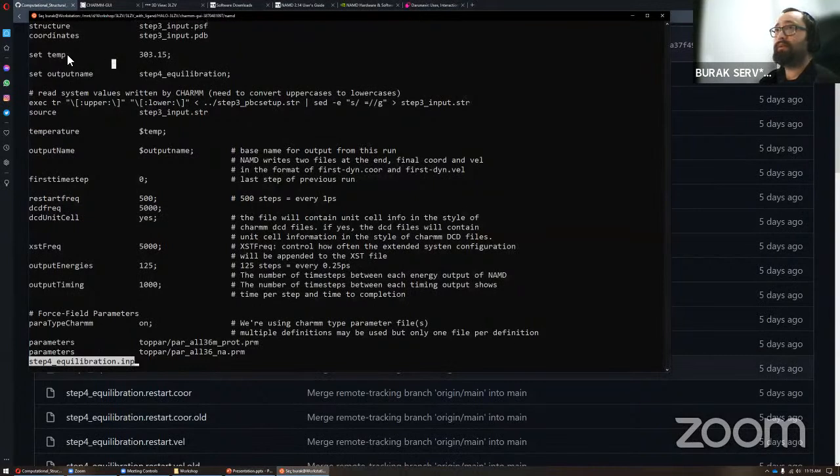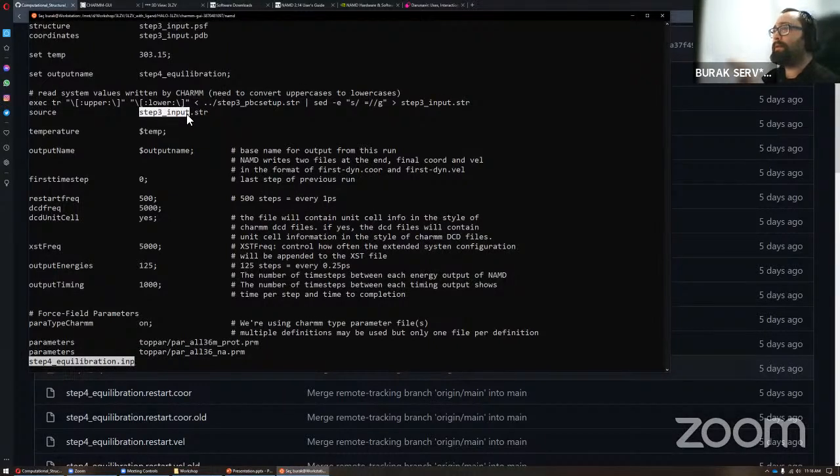The next one is about temperature. Maybe you can remember this value from CHARMM-GUI. So you can change this value after the CHARMM-GUI steps. Now, the next command is about creating new files, and the new files will be named step 4 equilibration. We can change this part, but I want to continue with the default settings. And we need a parameters file, and we're going to use the source command and define this file in the folder.